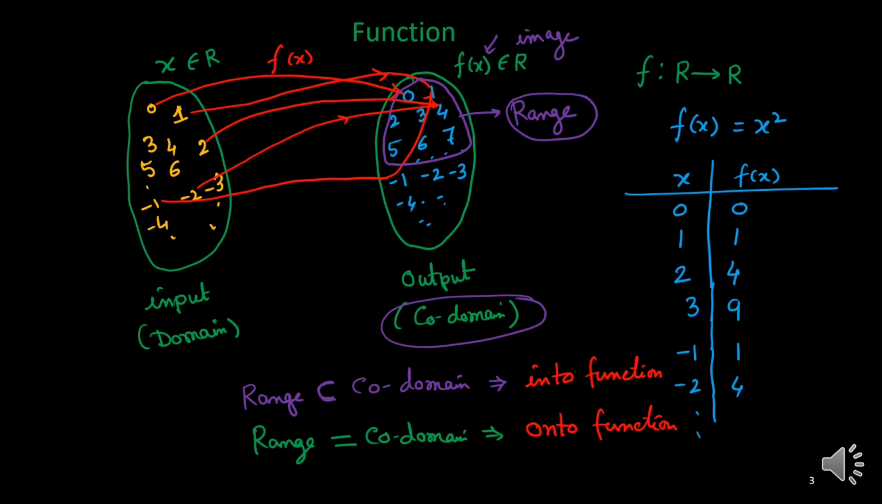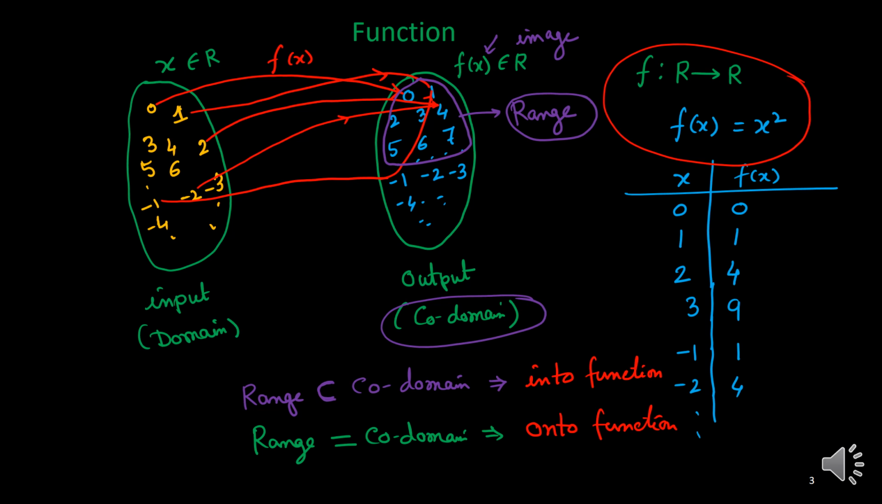I hope it is clear. So in into function, what is happening? The actual range, meaning the span of the image values, does not cover the entire codomain as it is specified in the problem. Thus it is called into function. But if the codomain is the same as the range, meaning the image will span the total codomain, then that function is considered an onto function.